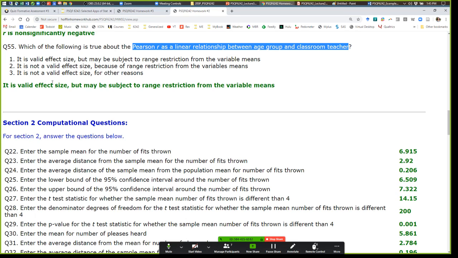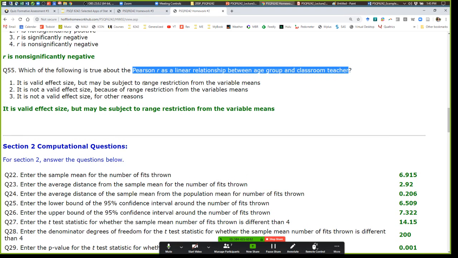So that's where I come up with my answer. Yes, it's valid, but potentially subject to range restriction. And in this context, it is, because the split of 3-year-olds and 4-year-olds was roughly 80-20, and the split of classroom teacher was 50-50. So the maximum association those variables could show is going to be less than 1.